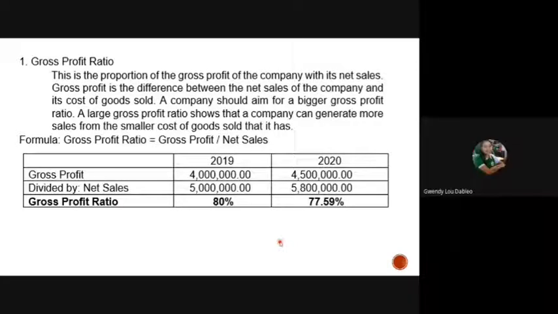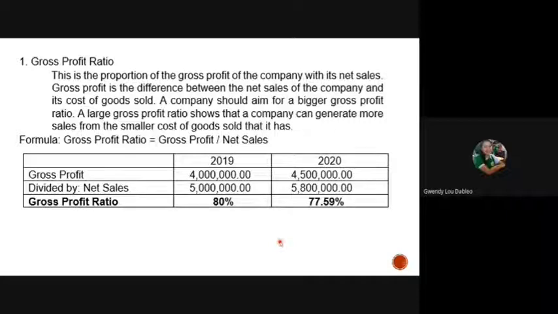For 2019, we have a GPR of 80%, while in 2020, we have 77.59%. Now, what is our analysis? It means that for every 1 peso the company sells, 0.80 or 80% goes to the profit for the year 2019. So sa kada peso, 1 peso nga halin sa sales, ang company ay 80% or 0.80 for the year 2019.